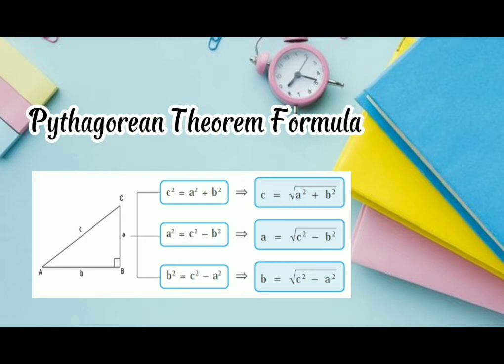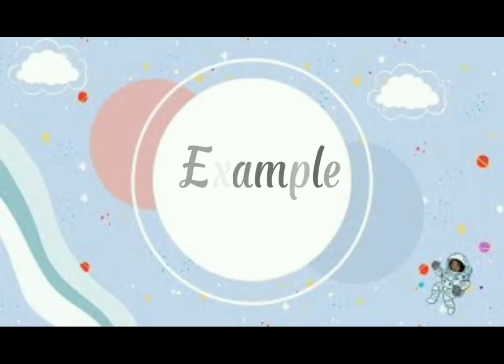squared minus B squared. And the last is for the pedestal side, or B. B squared equals C squared minus A squared, or B equals the square root of C squared minus A squared. Okay, now we are entering the examples.